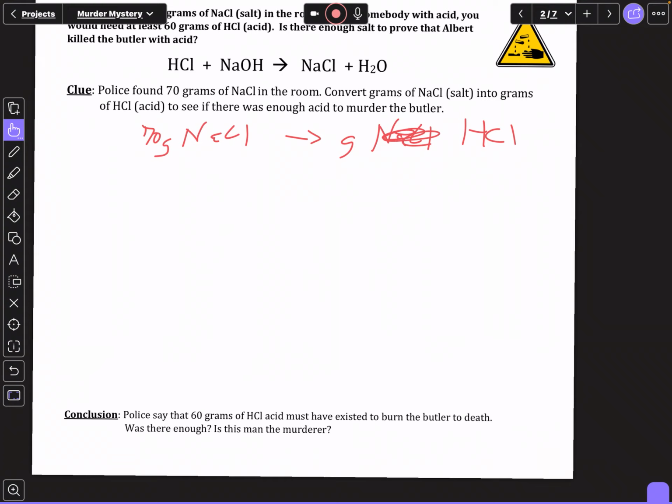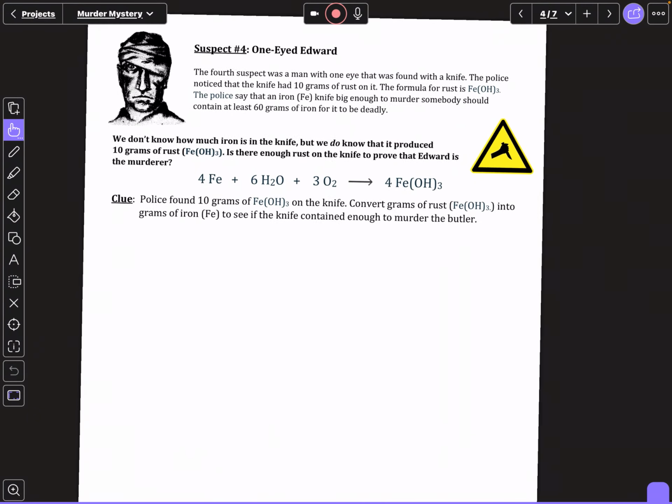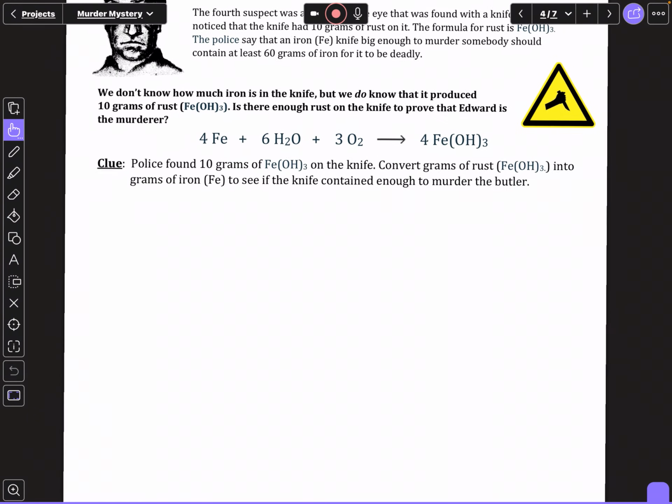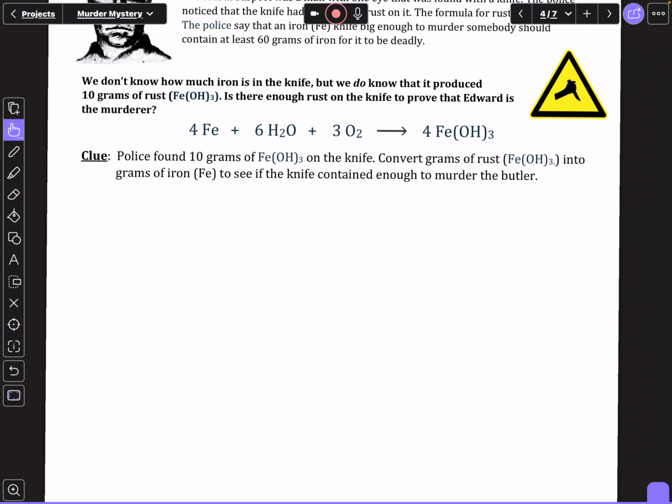And then you've got these other two more, and it tells you exactly what to do in your clue. You read through this to figure out if this person was the murderer using a stoichiometry 3-step problem. And then the last one, One-Eyed Edward, you do the same thing. It's just another 3-step stoichiometry problem. You're going to figure out which one of these is the murderer.